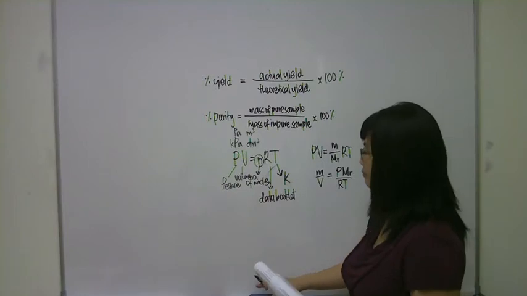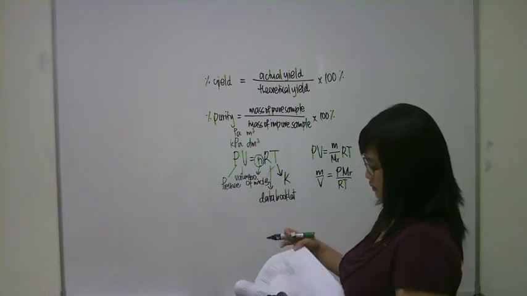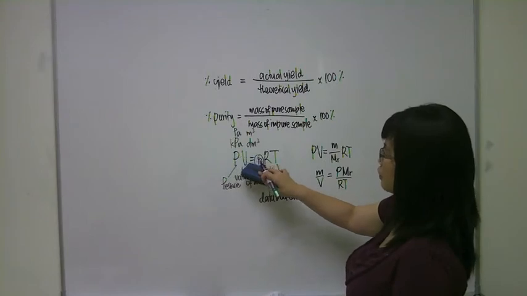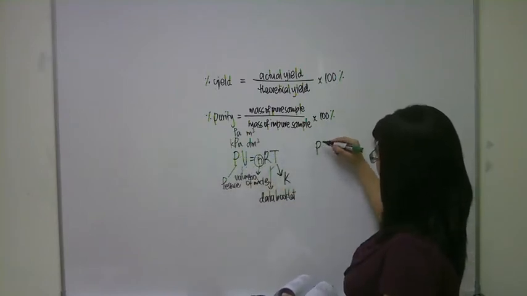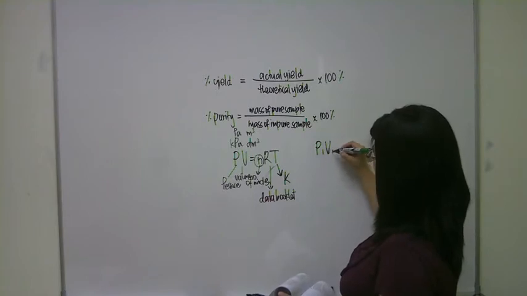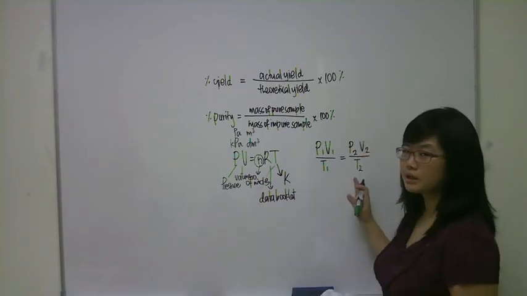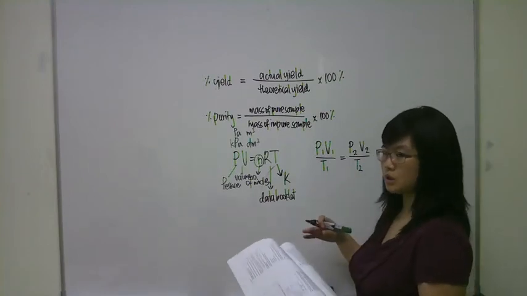But normally, they'll just go to the relationship between pressure, volume, and temperature. So the combination of them will be P1V1 over T1 is equal to P2V2 over T2. And there will be many questions regarding this. So you can just teach your students to use this equation.